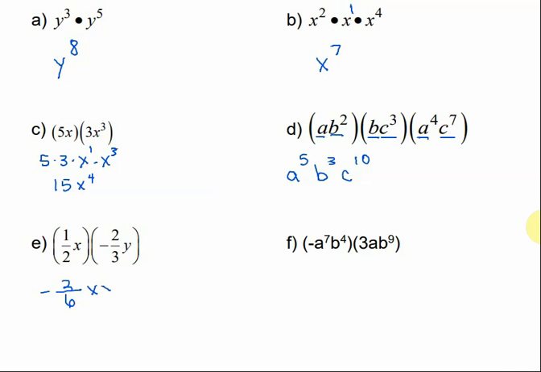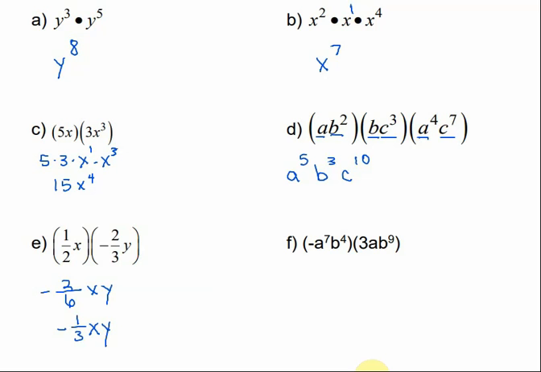Now, we can only add the exponents if our bases are the same. So since these bases aren't the same, we don't add the exponents. And then anytime we have a fraction, of course, we want to simplify if we can. So this would simplify to negative 1/3. So negative 1/3 x y would be our answer.